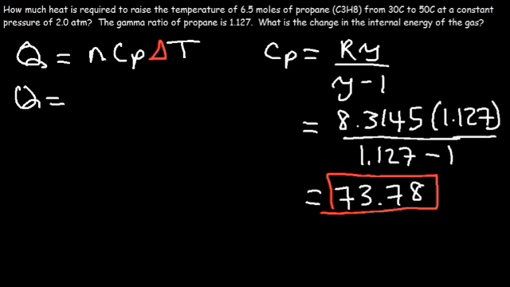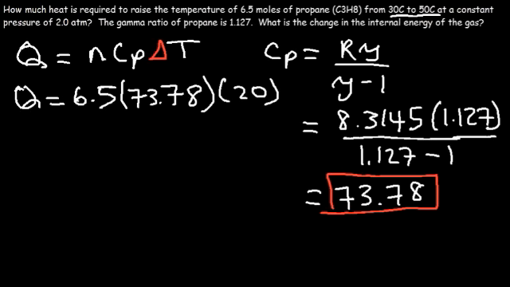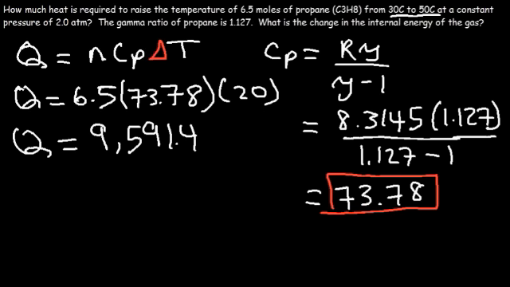So Q is going to be equal to n, the number of moles, which is 6.5, times Cp, which is 73.78, times the change in temperature, final minus initial, 50 minus 30, that's 20. So 73.78 times 6.5 times 20 is equal to 9,591.4 joules. So that's the answer to the first part of the problem. Now for the second part.